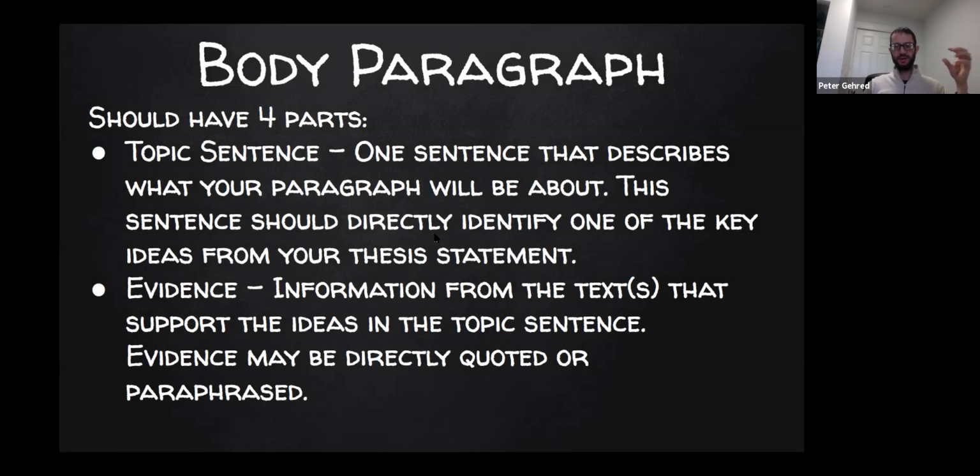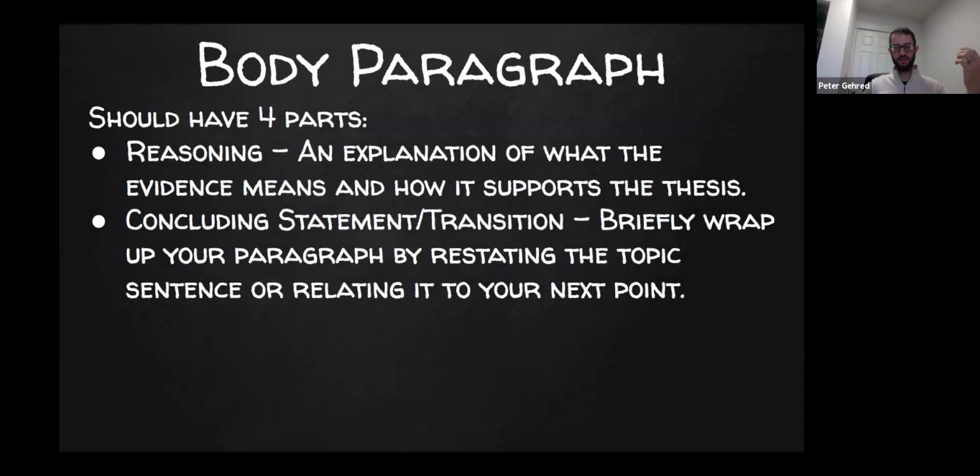The evidence is going to be that quotation. We've looked at this a number of times. You have that quotation or going to the text, and then you have the reasoning. The evidence is that original material, the material from the text itself. It's information from the text that supports the ideas in the topic sentence. And you can do direct quotes or paraphrases. Paraphrases are sort of like summaries. I know you guys like doing summaries, so it's a little bit like that.